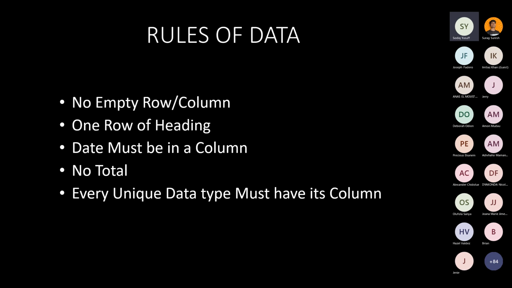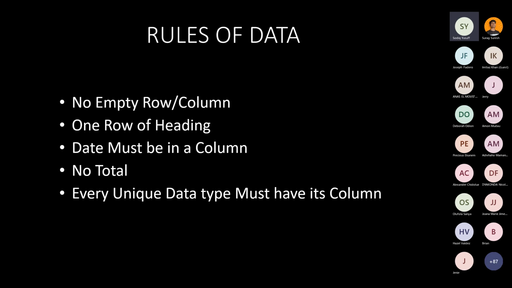And also, the last one is that within your data, every unique data type must have its own column. Once a data type is unique, it must have a column of its own. And what do we mean by a unique data type? For example, you have Nigeria, you have Egypt, India, Cairo, Togo, Ghana, and so on. So what is that talking about? You can see that all those things I've just mentioned are talking about location or a country.